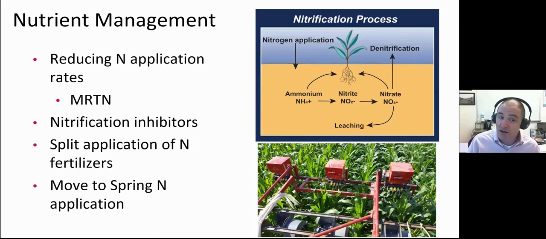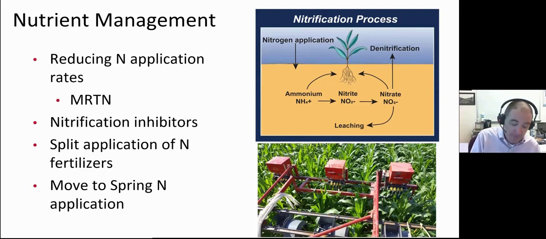We can think about products, things like nitrification inhibitors that may slow that conversion of ammonium into the nitrate form. So if we apply anhydrous with an inhibitor, we want to delay the conversion of that anhydrous ammonia into the nitrate form. And some of our nitrification inhibitors may help us do that and help us have a potential for reducing nitrate loss. We can also look at split application of N fertilizer.